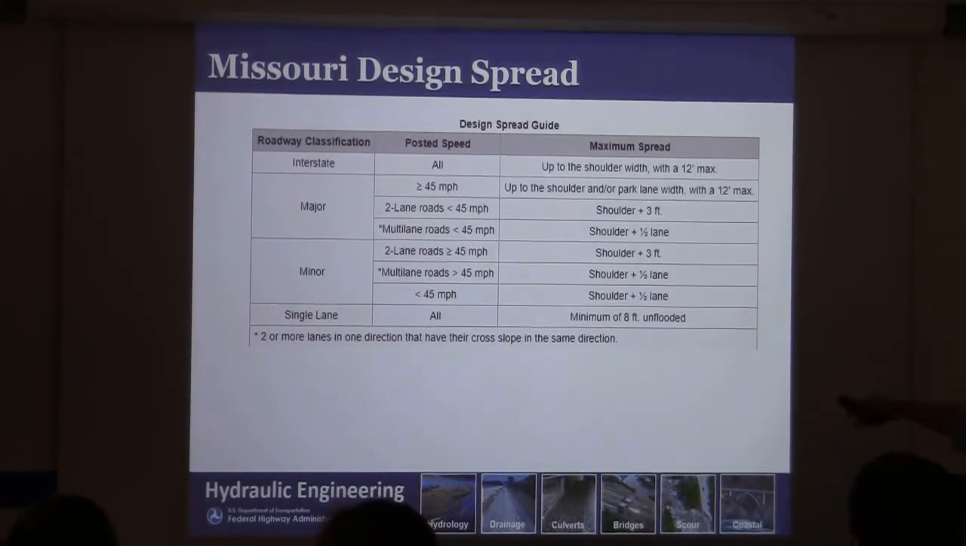Minor roads with less than 45 miles per hour, you can do a shoulder plus half the lane. And the lane is usually about 12 feet, so half a lane would give you 6 feet. And a minimum of 8 feet unflooded when you have single lanes.